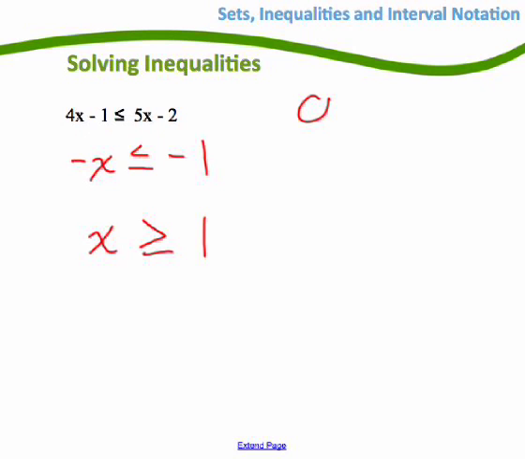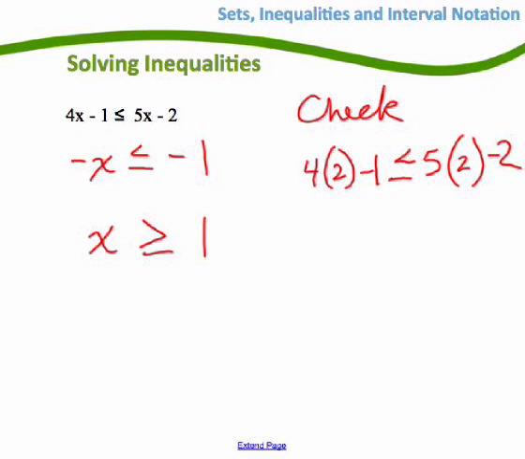And again, I could check that. Let's check it just quick. So let's check it with a number that's greater than or equal to 1. How about 2? So let's try 4 times 2 minus 1. Is that less than or equal to 5 times 2 minus 2? This should be a true statement because I picked a number that was bigger than or equal to 1. 4 2s are 8, minus 1 would be 7. I want to know if that's less than or equal to what I get over here. 5 times 2 is 10, minus 2 is 8. So is 7 less than or equal to 8? Sure enough, yes it is.